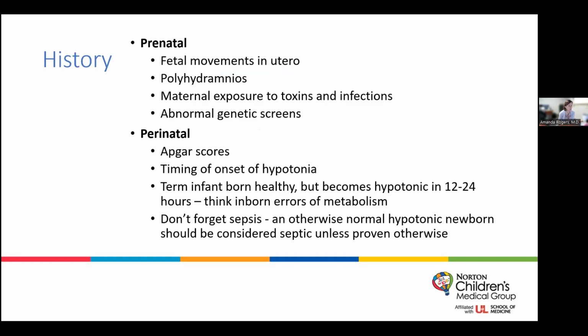So prenatal history is important. We usually do a good job of paying attention to any serious complications and what the gestational age is. But you also want to ask about fetal movements in utero, whether or not there was a history of polyhydramnios, because these can be signs of weakness of both the extremities and weakness of swallowing and bulbar weakness that can be seen in neuromuscular disorders. You also want to ask about any infections or exposure to toxins during the pregnancy, or any history of abnormal genetic screens during prenatal care.